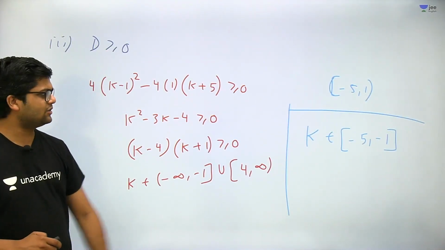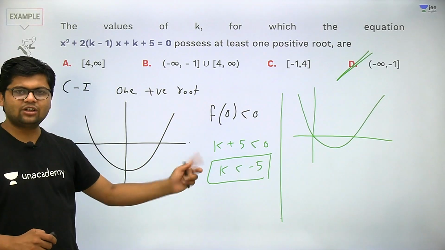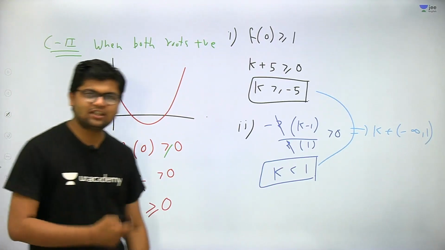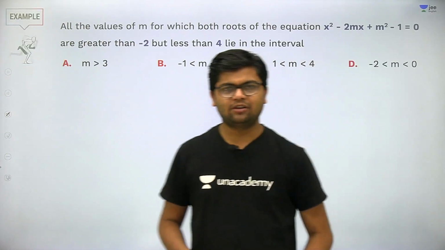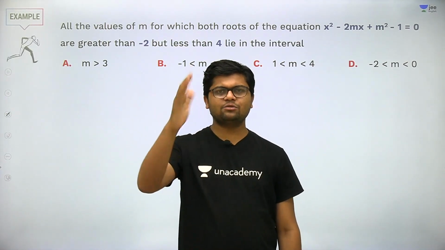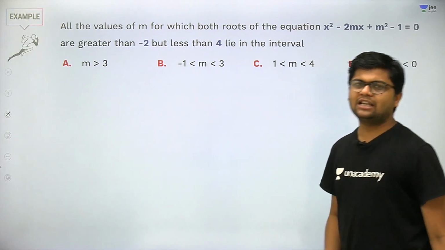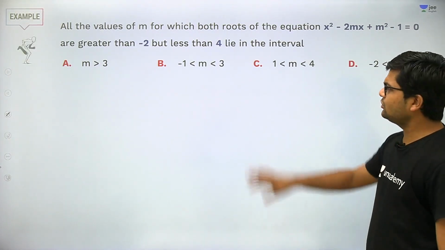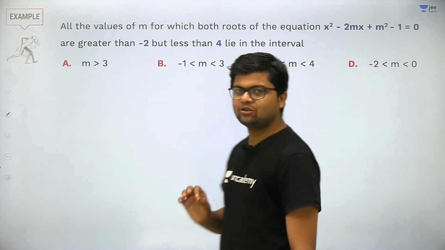Wonderful, students, wonderful. This is the final k. This interval and this interval, I took the union to get the answer, because these are the two cases. We have to take or in between them, union in between them. Now next question, all the values of m for which both roots of the equation are greater than minus 2 but less than 4. Now students, this is a standard question of location of roots.